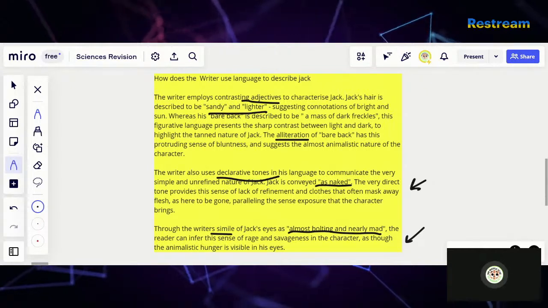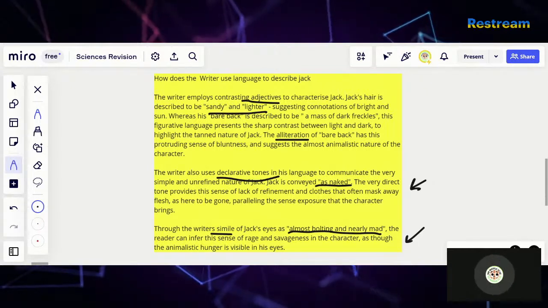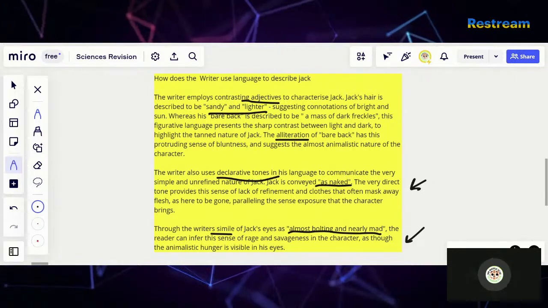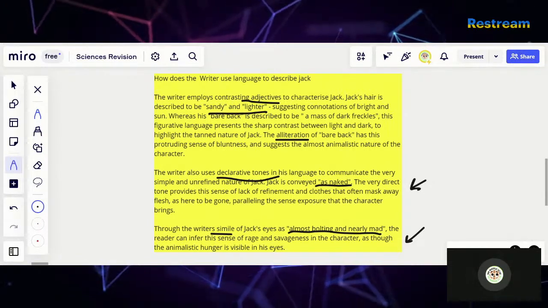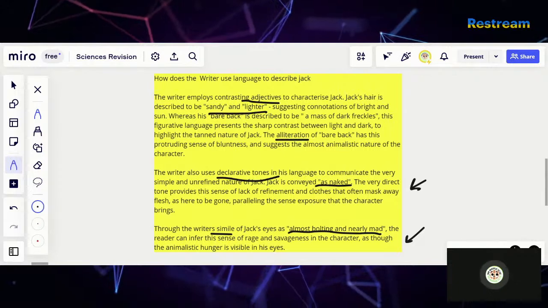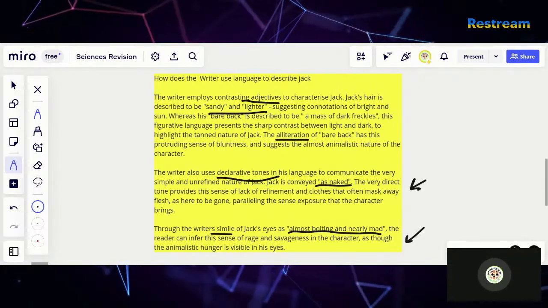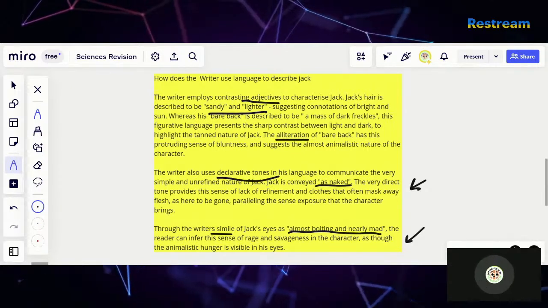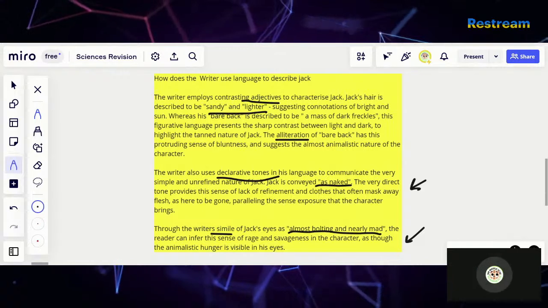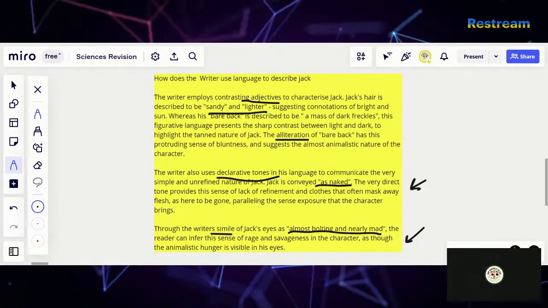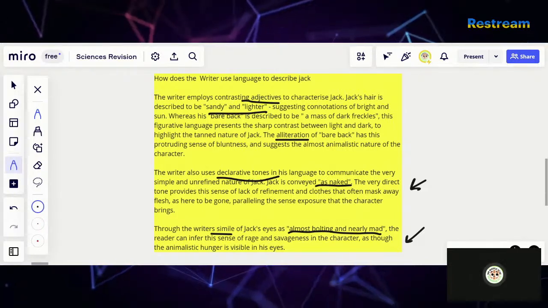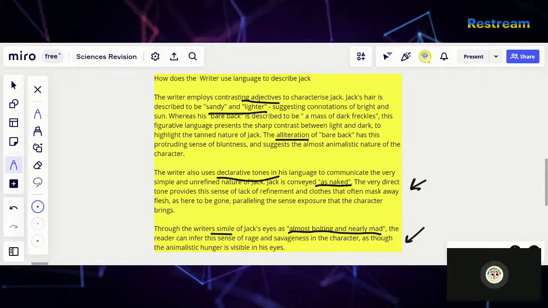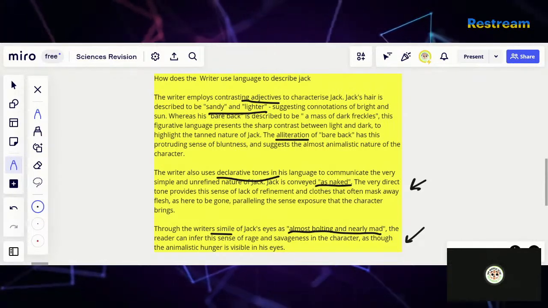I can read the response out. So I said, the writer employs contrasting adjectives to characterize Jack and lighter, suggesting of bright and sun, whereas his bare back is described to be a mass of dark freckles. This figurative language presents a sharp contrast between light and dark to highlight the tanned nature of Jack. The alliteration of bare back has this protruding sense of bluntness and suggests the almost animalistic nature of the character.